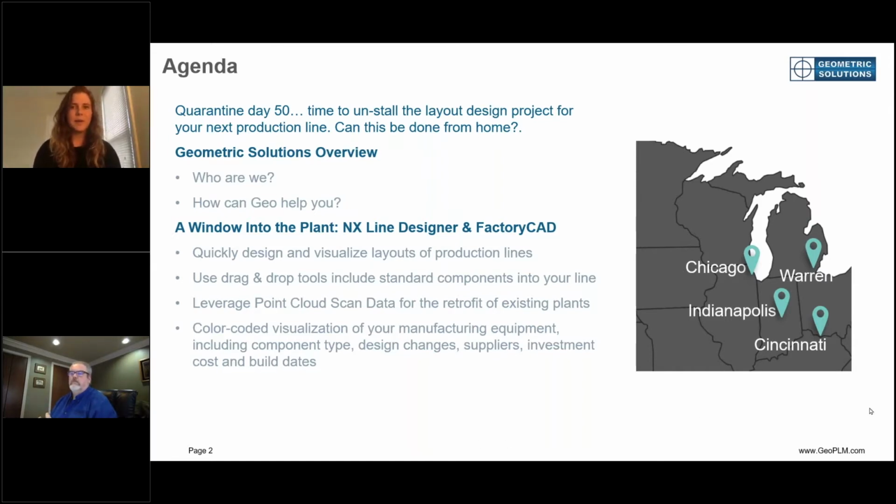Then we'll jump into our main topic, specifically how to quickly design and visualize layouts of production lines using drag and drop tools, including standard components into your line, leveraging point cloud scan data for the retrofit of existing plants, and color coding visualizations of your manufacturing equipment, including component type, design change, suppliers, investment costs, and building dates.